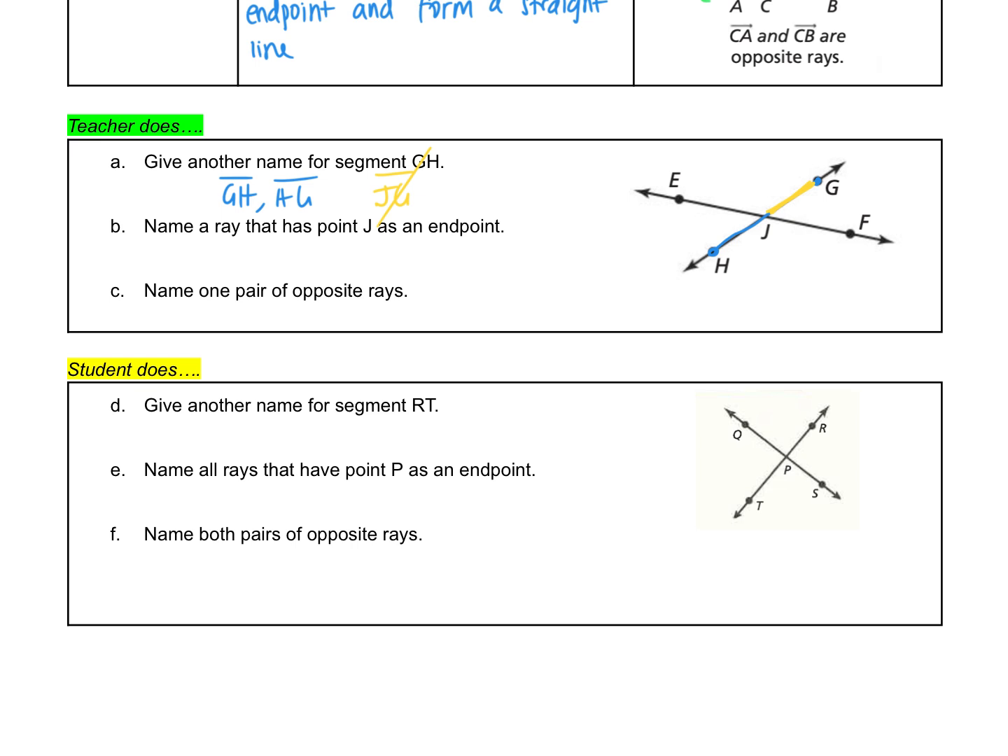Okay, so then the next one, name a ray that has J as an endpoint. So it's J and then heading towards some other point. How many different directions can we go from J? 4. We can start at J and head towards E. That's 1. We can start at J and head towards F. We can start at J and head towards G. We can start at J and head towards H.